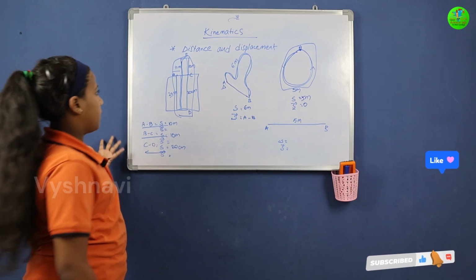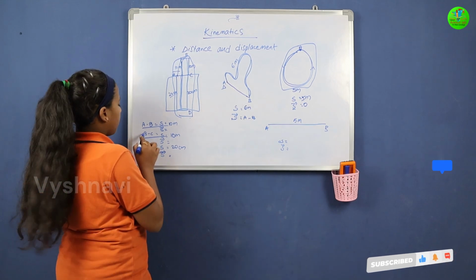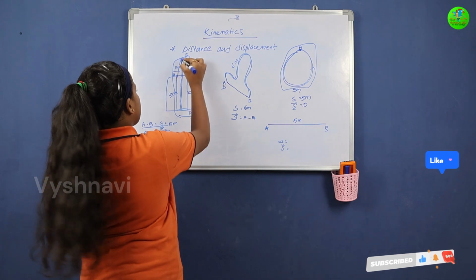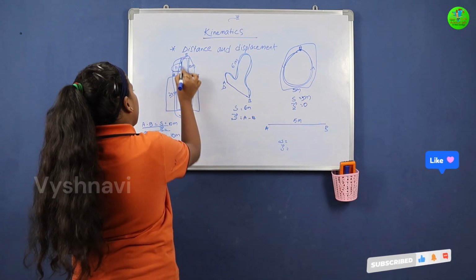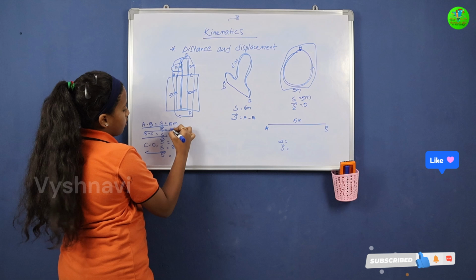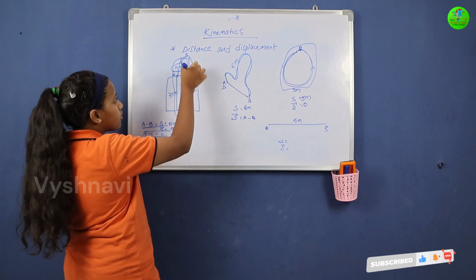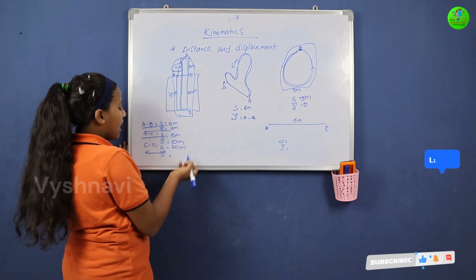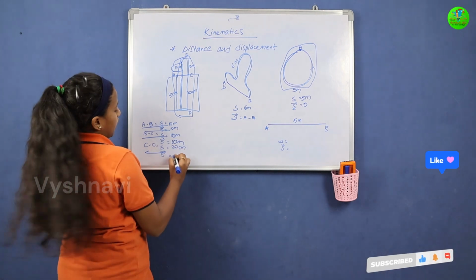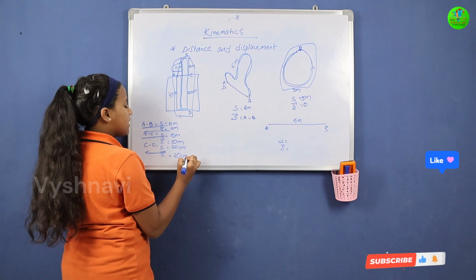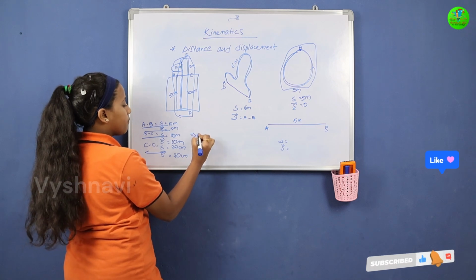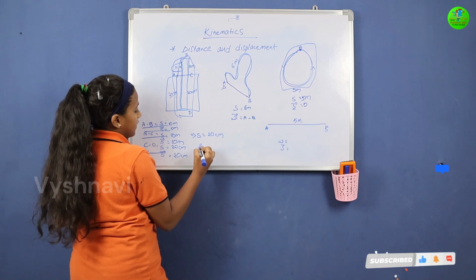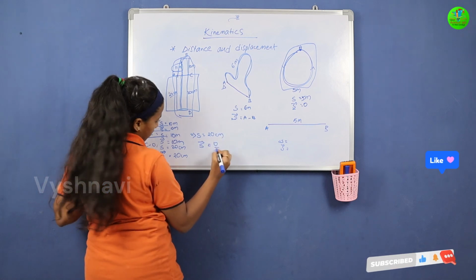Now the displacement. What is the displacement from A to B? Okay, here no shortest path is there, so what they gave, 10 meters. Displacement is also 10 meters. Here also no shortest path, so the same 10 meters from B to C also. And C to D also the same 20 centimeters. So what is the distance here? Distance is equal to 20 centimeters and displacement is equal to 0.